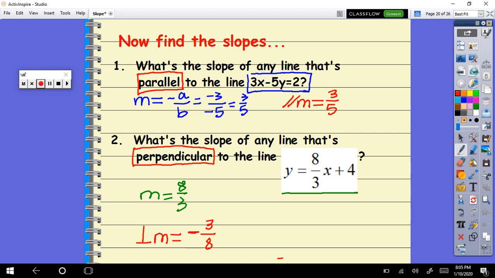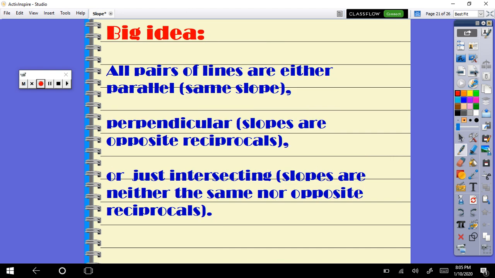So let's summarize our big ideas. All pairs of lines are either going to be parallel and have the same slope, or the lines are going to be perpendicular and have slopes that are opposites and reciprocals, or the lines will just intersect each other, but they won't intersect each other at right angles. In this case, the slopes are neither the same nor opposite reciprocals.